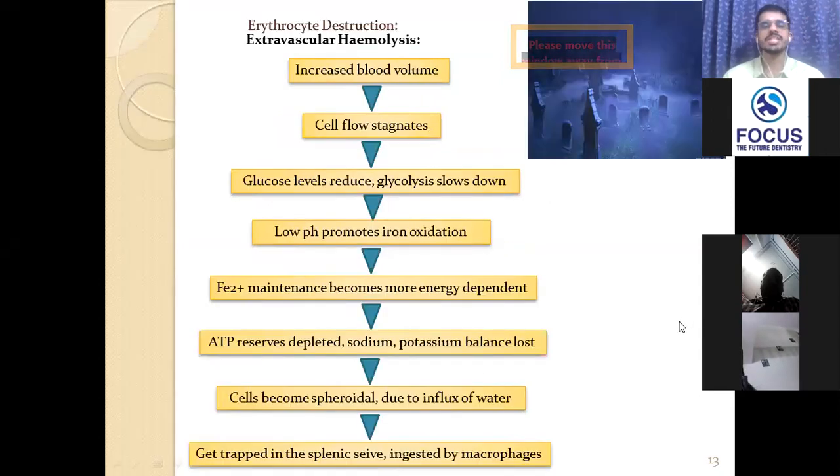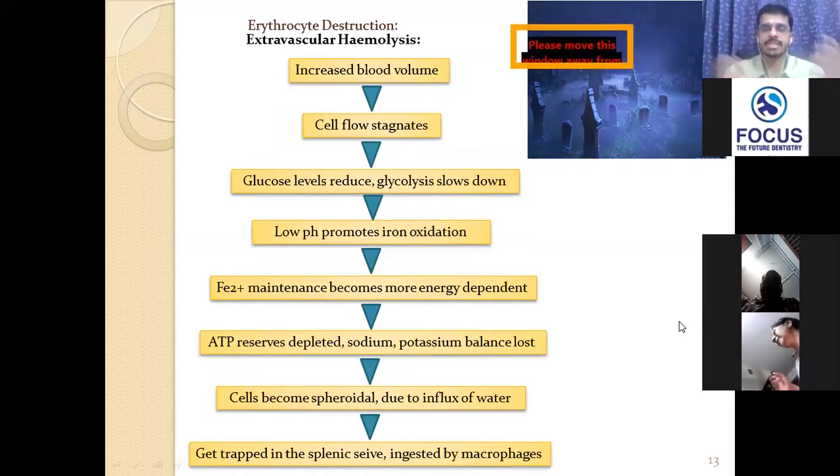Now, the destruction of RBCs. The lifespan of an RBC is about 120 days. After that, the cell starts losing its shape and normal contour, and the membrane pliability of the RBC is reduced. The flexibility associated with the plasma membrane of a cell is reduced. So because of that, it undergoes lysis. Now, this lysis can occur at two sites. One is extravascular, which is not within the blood vessels, and the other is intravascular, which occurs within the blood vessels.